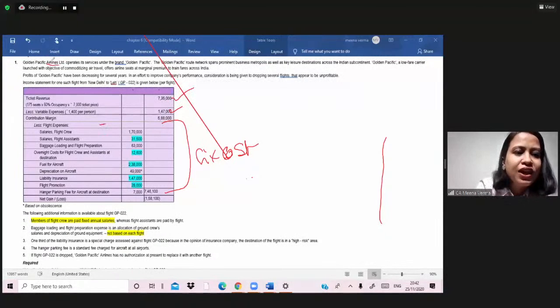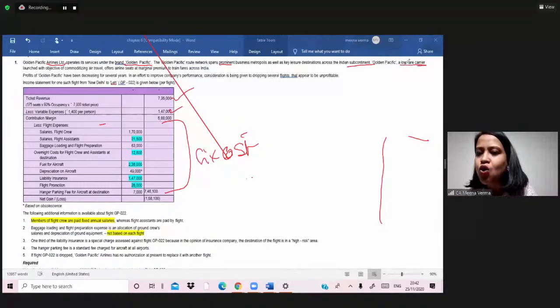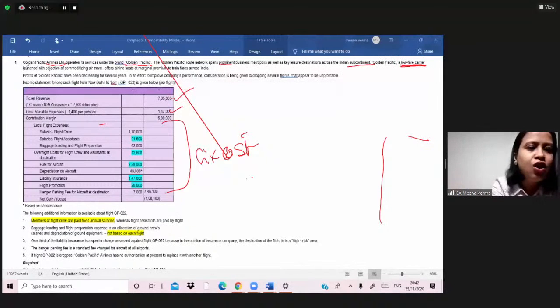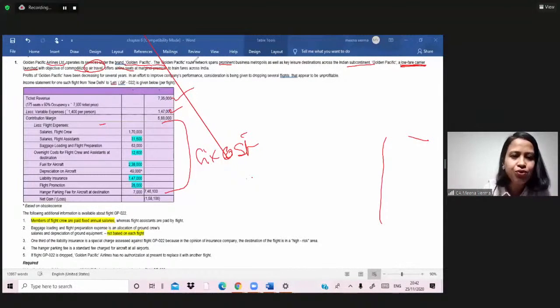Golden Pacific Airline Limited operates its service under the brand of Golden Pacific. The Golden Pacific route network spans prominent business metropolises as well as ski leisure. Okay, this is not relevant. The Golden Pacific, a low fare carrier, launched with the objective of commoditizing air travel, offering airline seats at marginal premium cost. They're providing low fare cost.